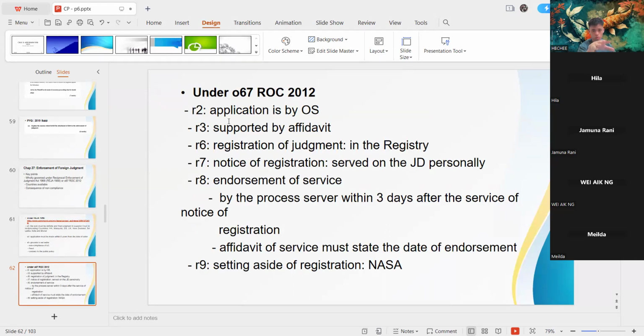And then how do you register the judgment for your application? Then Rule 7, the notice of registration has to be served on the judgment debtor personally. Then Rule 8 is endorsement of service. The endorsement is by the process server, which means the runner. The runner has to file the affidavit of service, following the timeline given there. And then Rule 9 is how you set aside the registration.